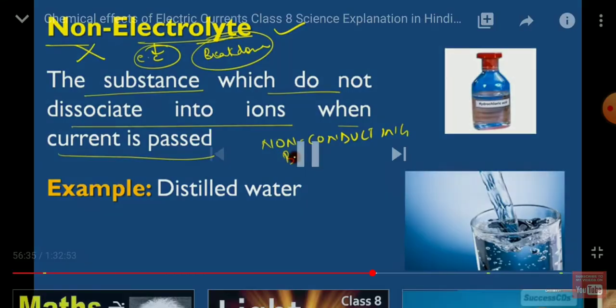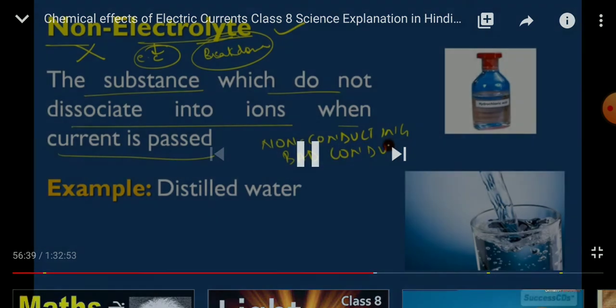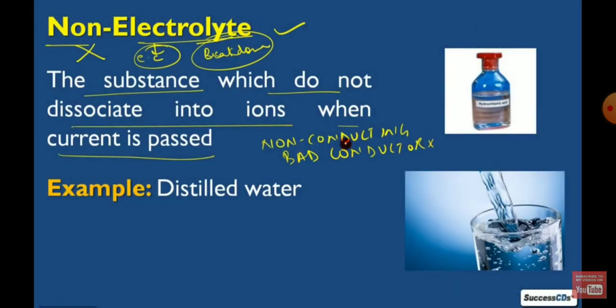Now if I am talking about non-electrolyte, what are non-electrolytes? The substances which do not dissociate into ions when current is passed through them. Why? Because these are bad conductors. So that's why they do not dissociate into ions.